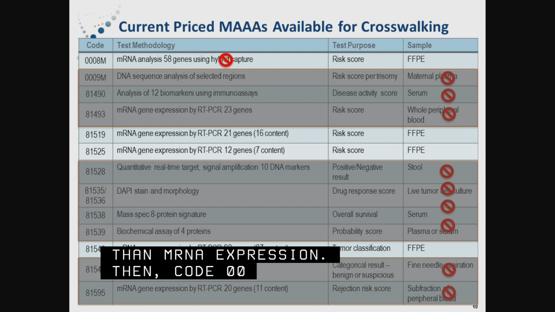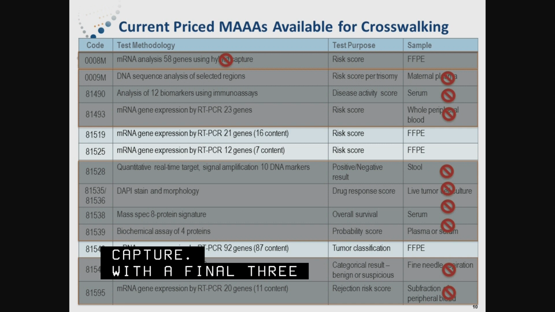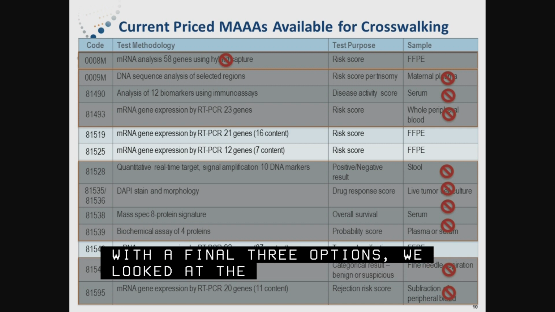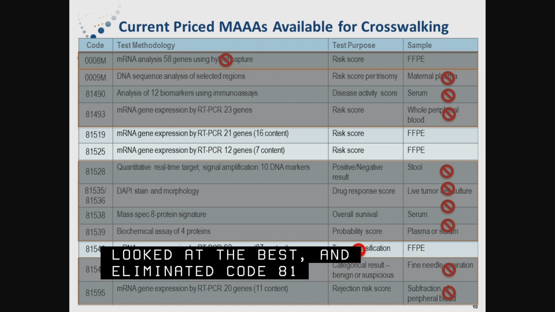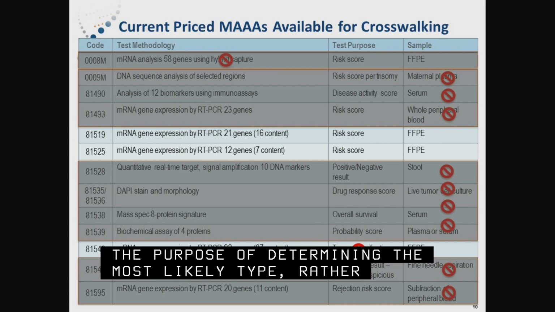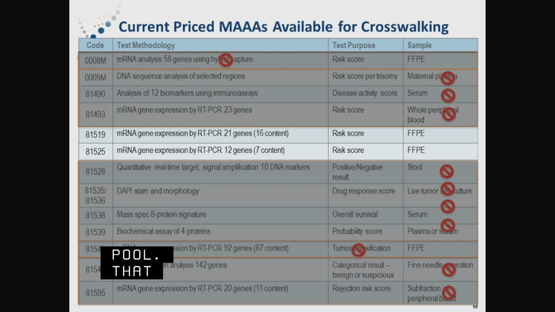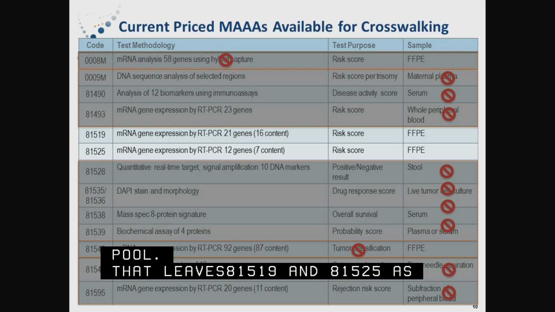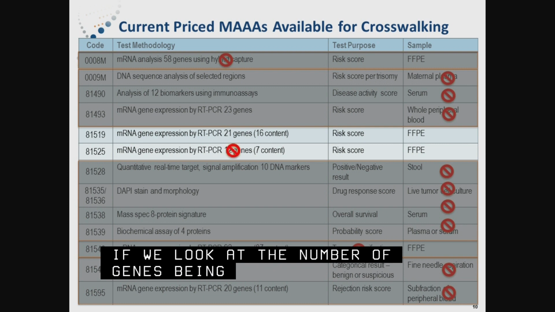With the final three options, we looked at the test purpose and eliminated code 81540 because the purpose is determining the most likely tumor type rather than generating a prognostic risk score. And that leaves 81519 and 81525 as similar based on sample type, methodology, and purpose. If we then look at the number of genes being analyzed, 81519 is closer to the number of genes in 81X41, and therefore we recommend that crosswalk.